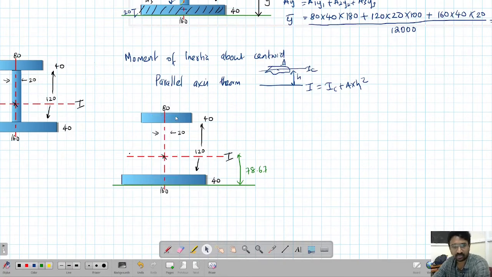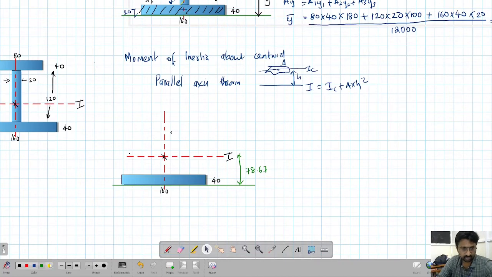So this is not required. So this is not required. So this is not required. All the dimensions I can remove. Okay, this is 160 by 40. We know how to find the moment of inertia of this body about its centroid, this axis. I hope everyone knows this for a rectangle. So this is nothing but B, 160, into D cube, 40 cube, by 12.